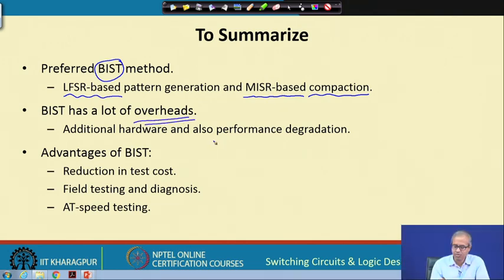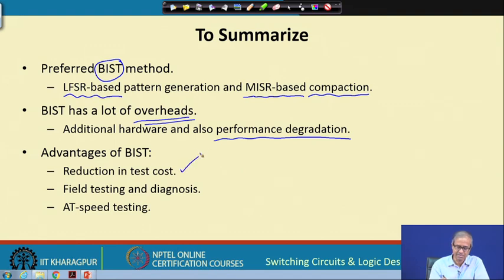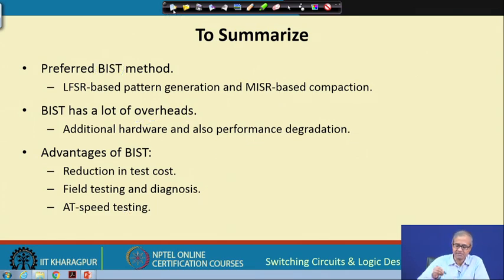These are the additional overheads, and they also lead to performance degradation, because now the primary inputs that you are feeding to the circuit have to go through a multiplexer. The multiplexer will have some delay, so the delay of your circuit increases. So, some degradation in performance also occurs. But the advantages of BIST are pretty significant. Test cost gets reduced drastically. You are able to do field testing and diagnose which chip is good or bad, and you can test the circuits at full speed. These are some of the very big advantages.